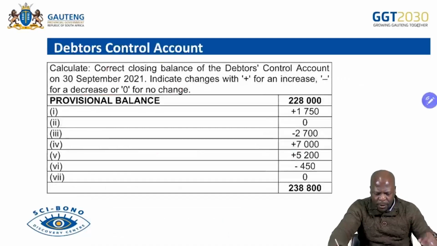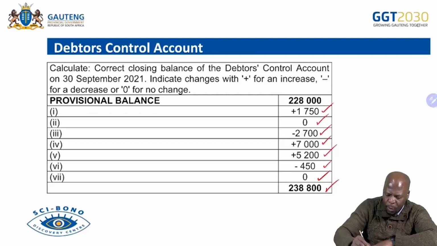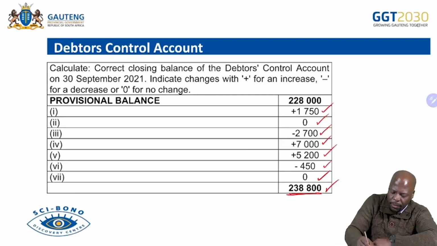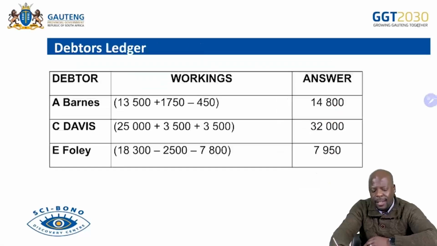As we come to the end of this particular question, this is how your debtors control would then eventually look like. Remember, here's our 1,750, here's our no entry, our minus 2.7, our 7,000, our plus 5.2, our minus 450, here's our no entry again, and then we end up with our 238,800. Okay, let's see how the list is going to look like.